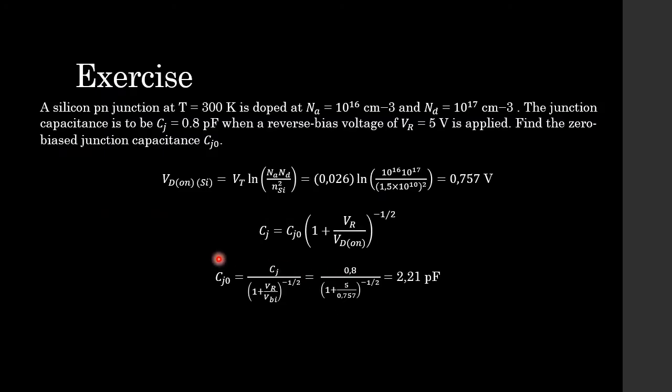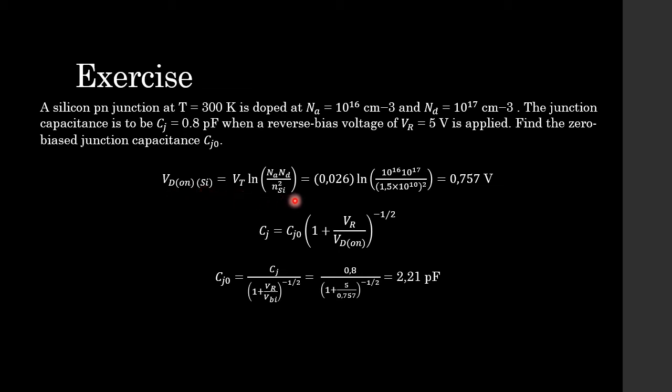A silicon PN junction at a temperature of 300 Kelvin is doped with an Na of 10 to the 16 and an Nd, which is donor concentration, of 10 to the 17. The junction capacitance is given, Cj is 0.8 picofarads. When a reverse bias voltage of 5 volts is applied, find the zero bias junction capacitance. Now, the zero bias junction capacitance is basically the capacitance in the depletion region when we have no external biasing on the diode.